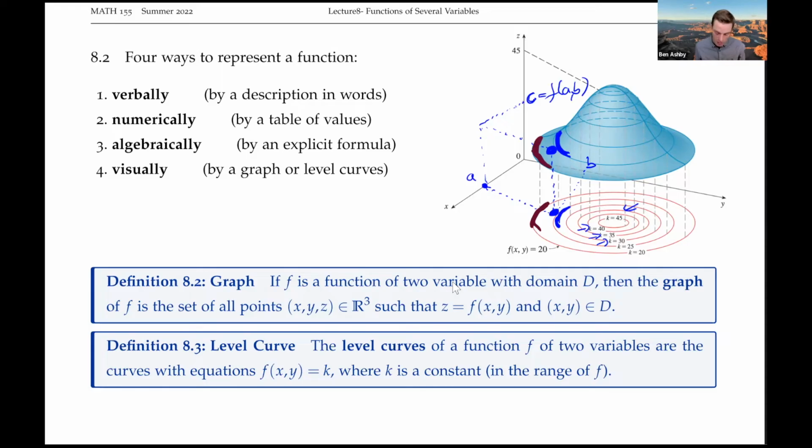So we could say here, okay, our output, our c, is equal to f of a, b, which is going to be approximately 23, 24, something like that. So we could look at these things using graphs and level curves as well.